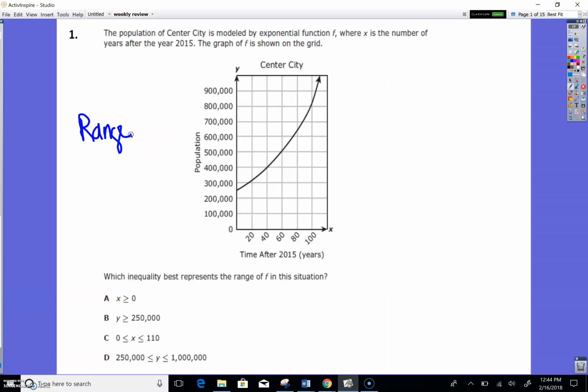And y goes up and down. So we always start from our lowest y, which is right here, and go to our highest y, but you see it goes to infinity. So it keeps on going up forever and ever. So y is going to be greater than somewhere between 200 and 250, all right? We don't say a million right here because it keeps on going up, okay? That is the range.